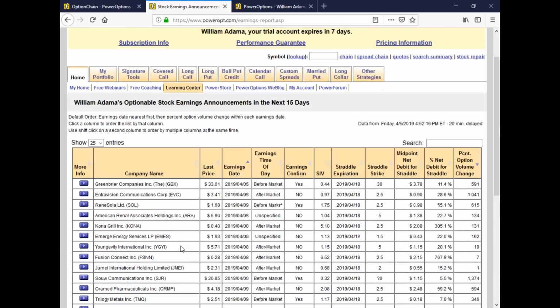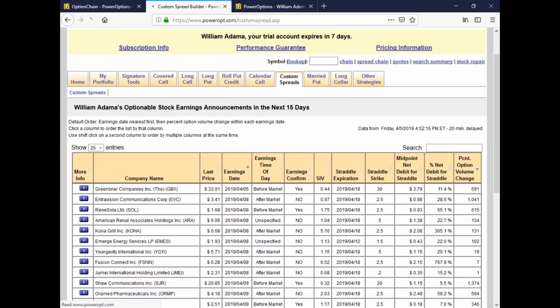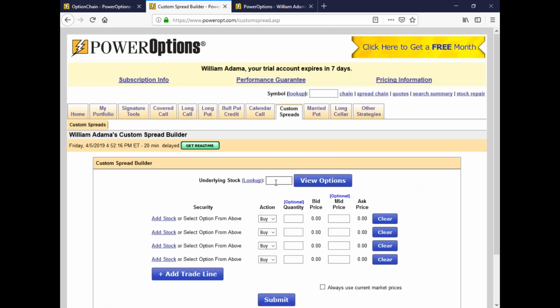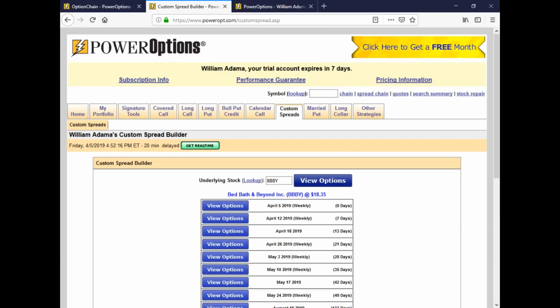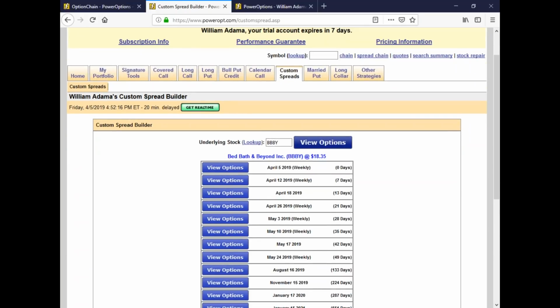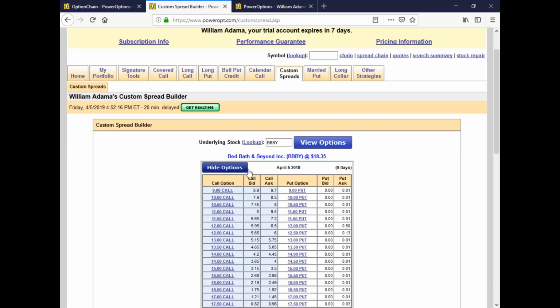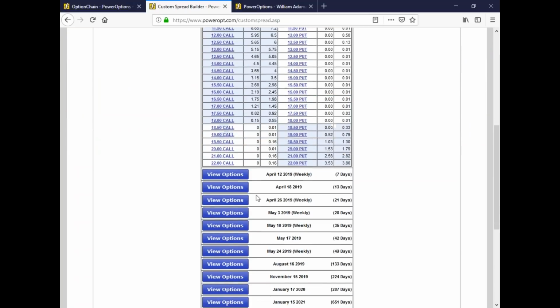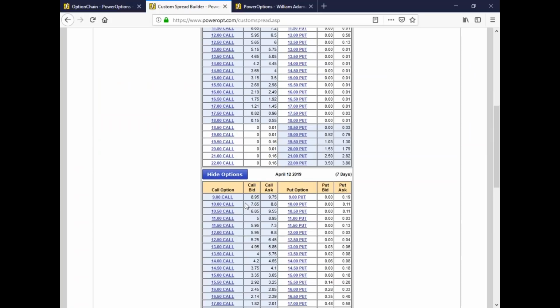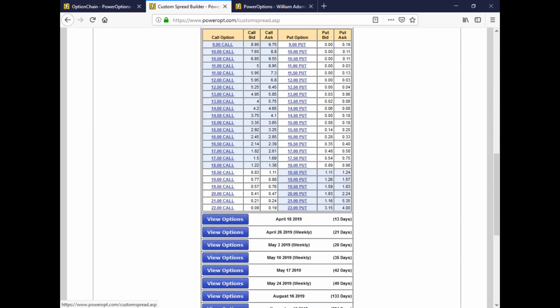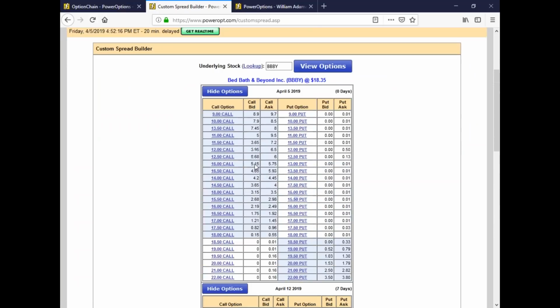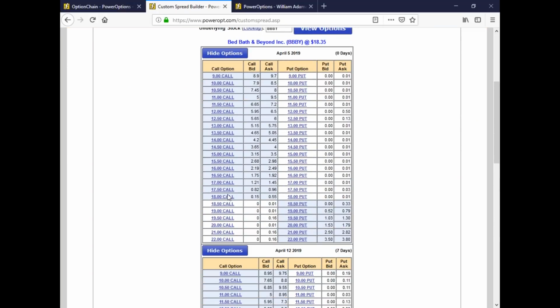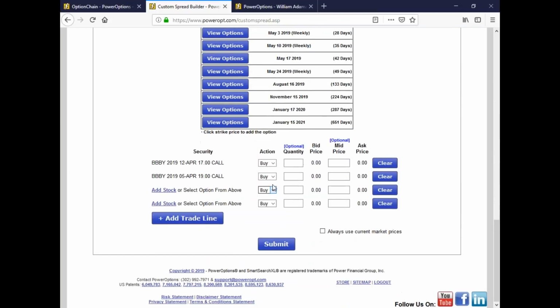Okay, and so what I want to do now is we're going to go back to custom spreads. We're going to take BBBY. So I know something's coming out on the 9th. Shoot, that's not what I want, actually. I want something a little bit further out. But that's okay, we can still do this. So let's say sold the 5th and bought the 12th. I'm going to do a diagonal of, let's say, buying the 17 call, and let's say we sold the 19 call. I know it's only 1 cent, but let's go ahead and do that.